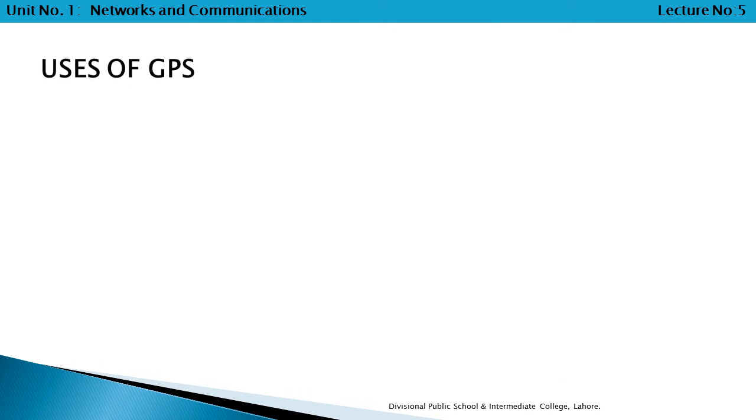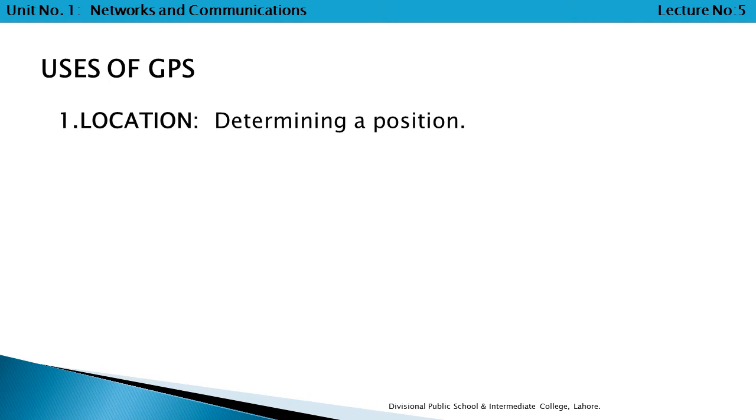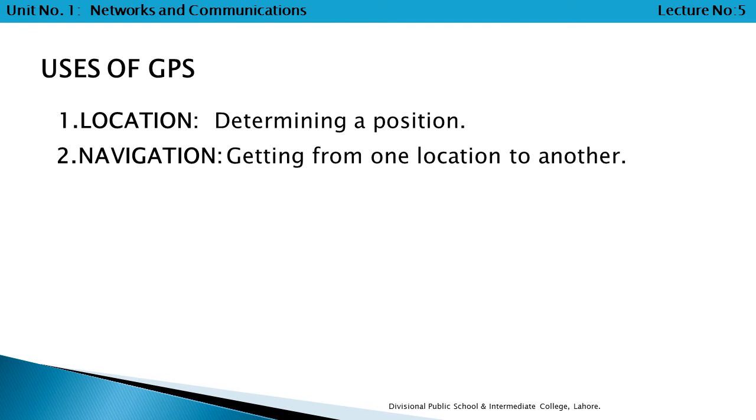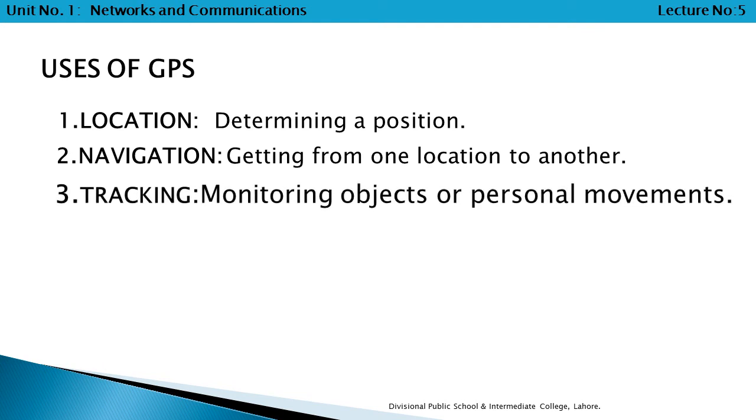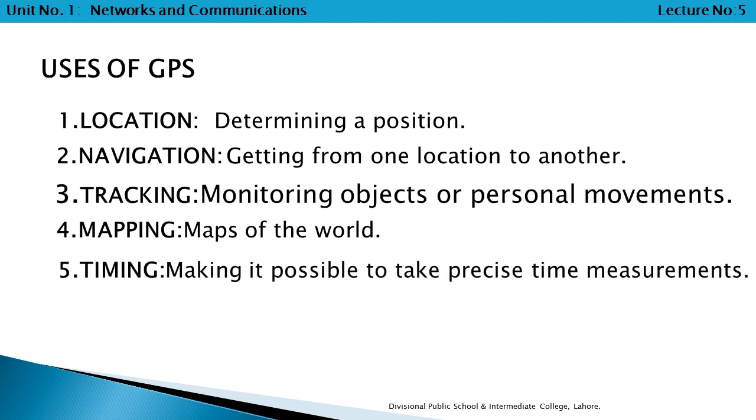Uses of GPS. There are five main uses of global positioning system. Number one, location, determining a position. Number two, navigation, getting from one location to another. Number three, tracking, monitoring objects or personal movement. Number four, mapping, maps of the world. And number five, timing, making it possible to take precise time measurements.